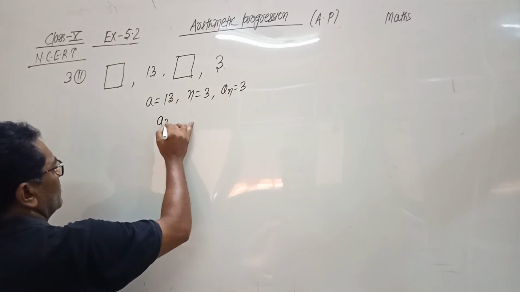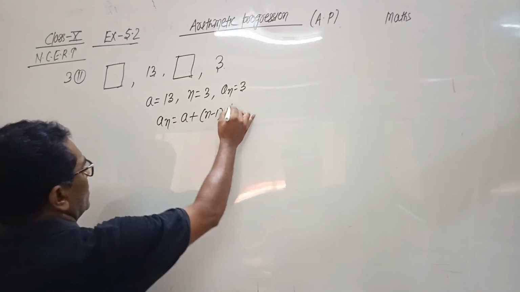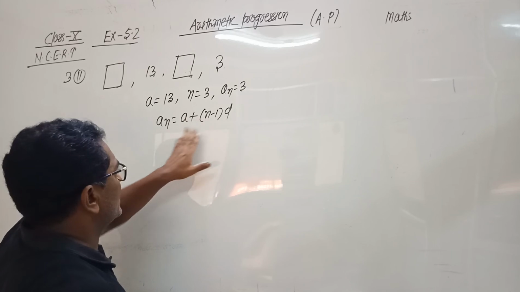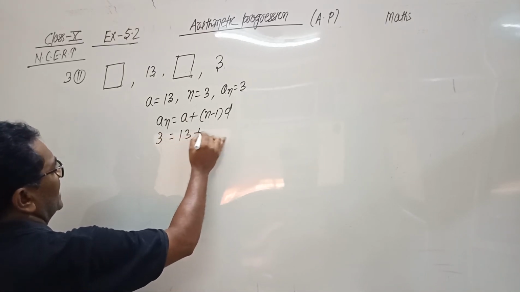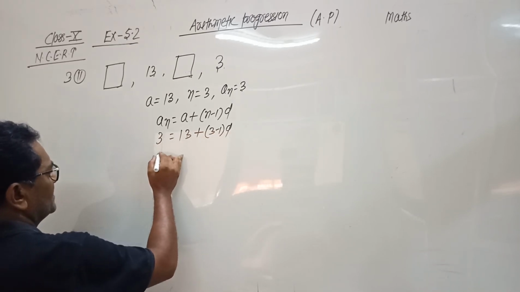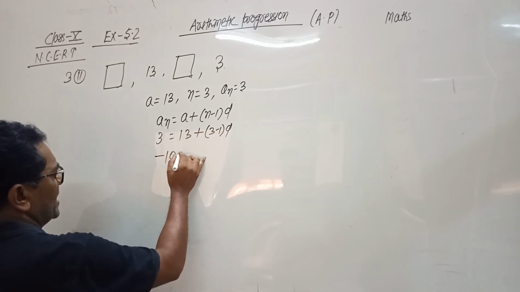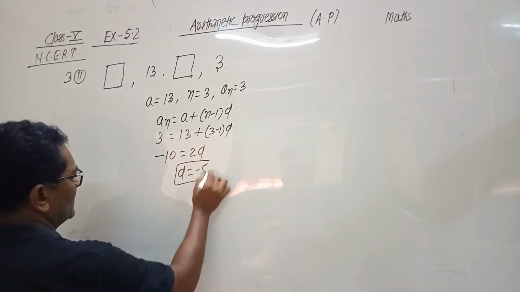So we will use the formula a_n equals a plus (n minus 1) d. Only for this section we are using this formula. 3 equals 13 plus (3 minus 1) into d. 13 will go on the left side, 3 minus 13 is minus 10, equals 2d, and the value of d we get is -5.